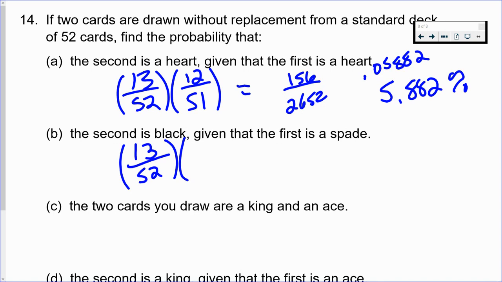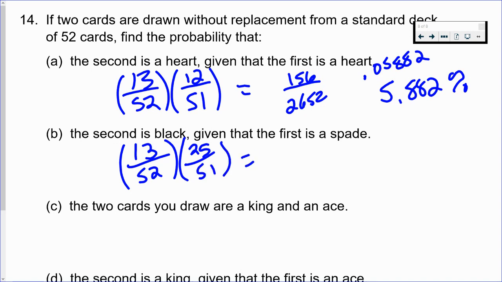So out of the 26 that are black cards, okay, because half the deck are black cards, out of the 26 that are black cards, we just said we drew one on the first draw. So the second one, there should only be 25 left that are black out of 52. Excuse me, out of 51. 25 out of 51.